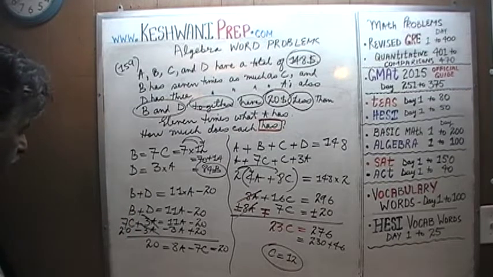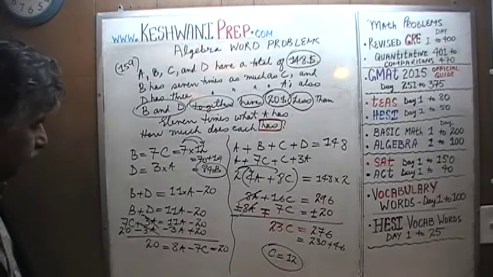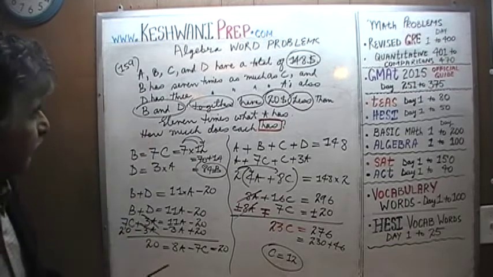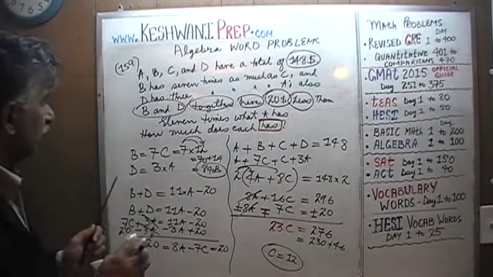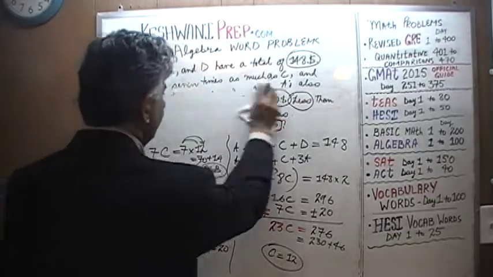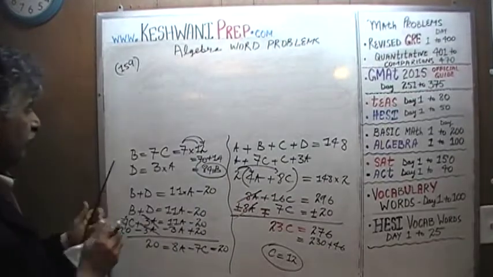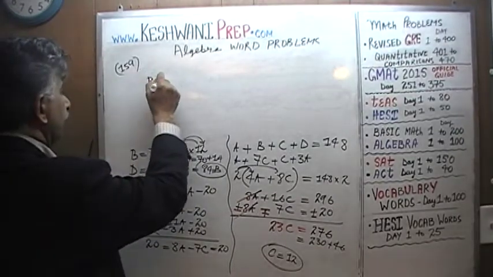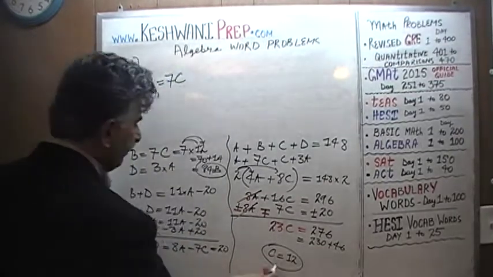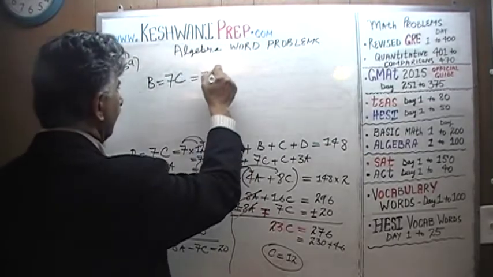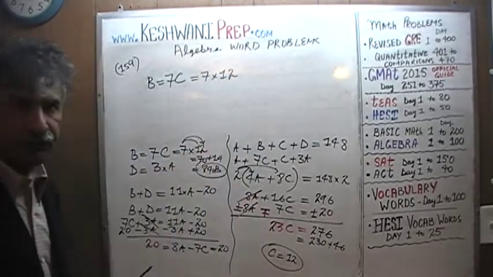Where can we work on D? There is B plus D equals right here. We need the room. There is no choice. We need more room. It's getting too crowded. So let's do it on the top. I'm going to redo this B part here. B equals 7 times C. Well, C we know is 12. So it's simply 7 times 12.